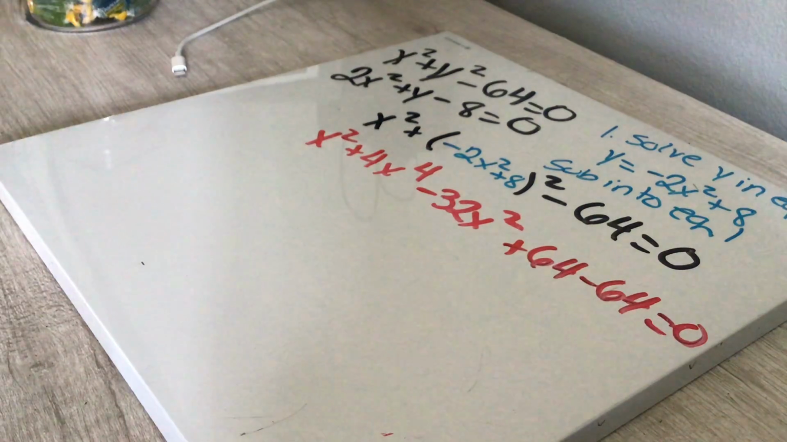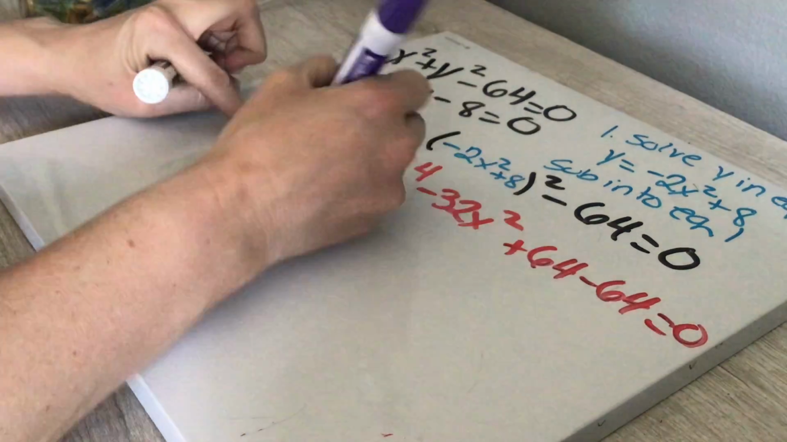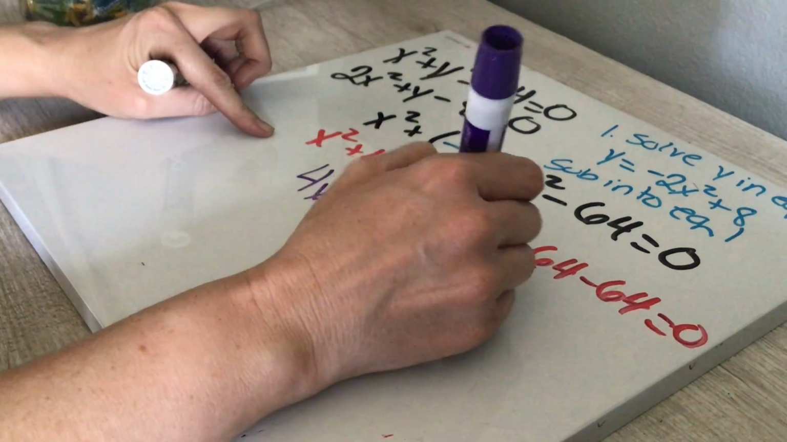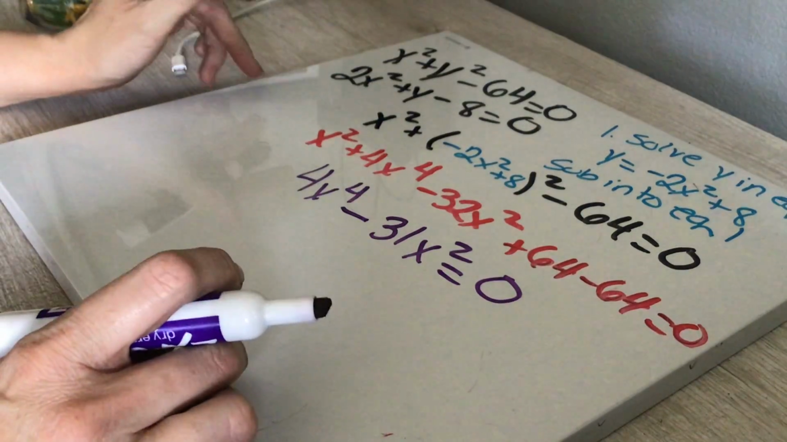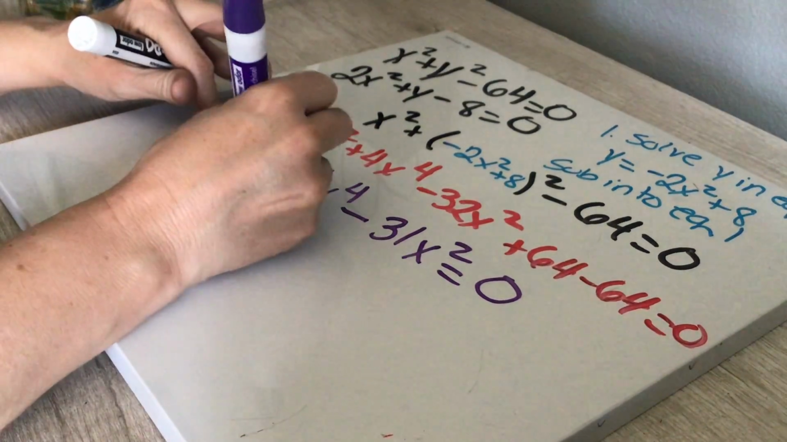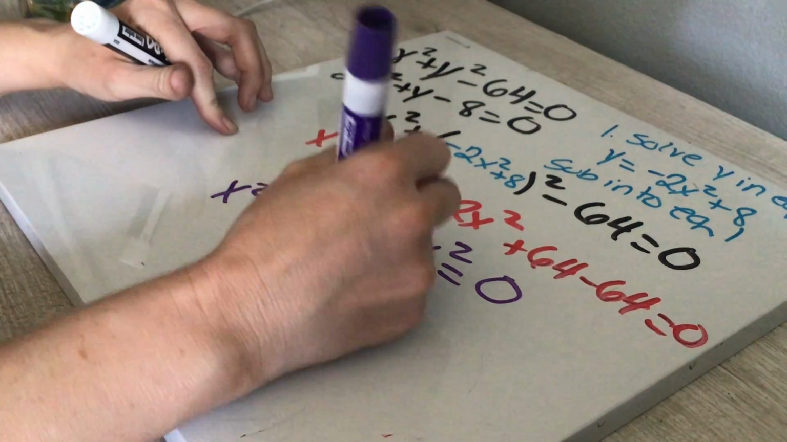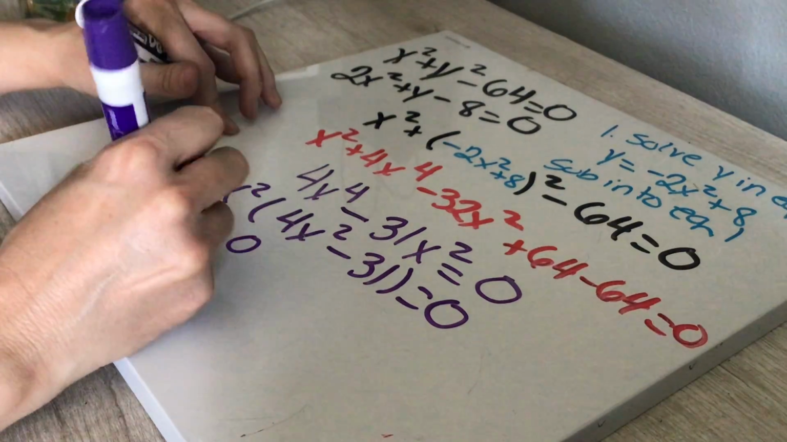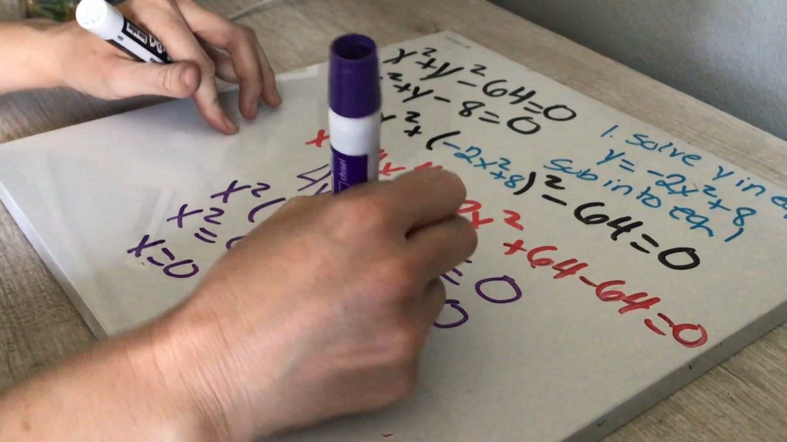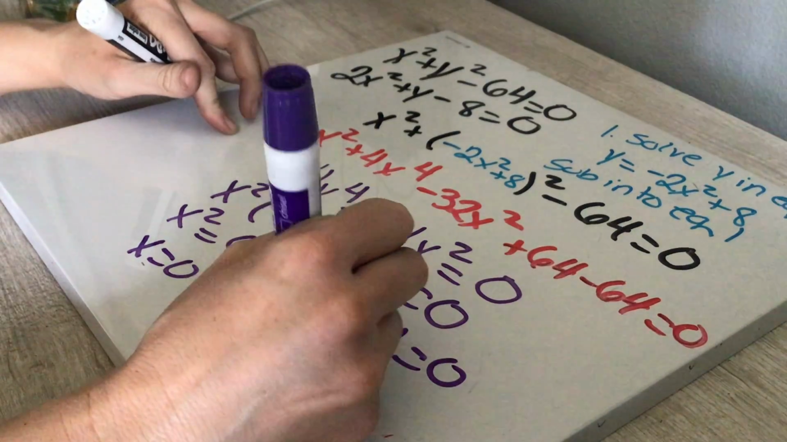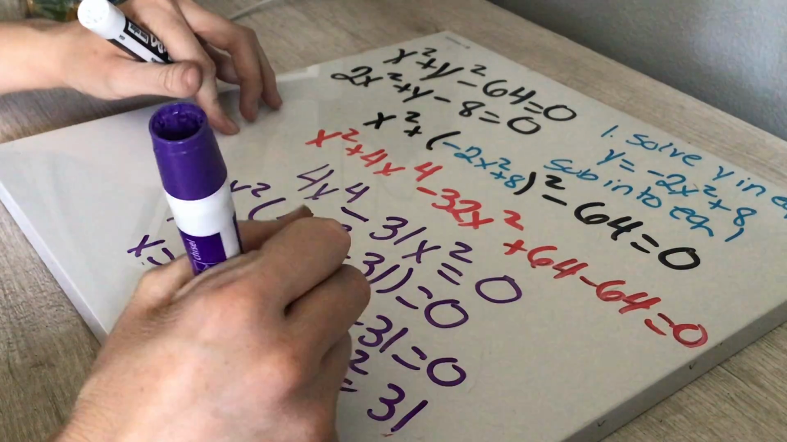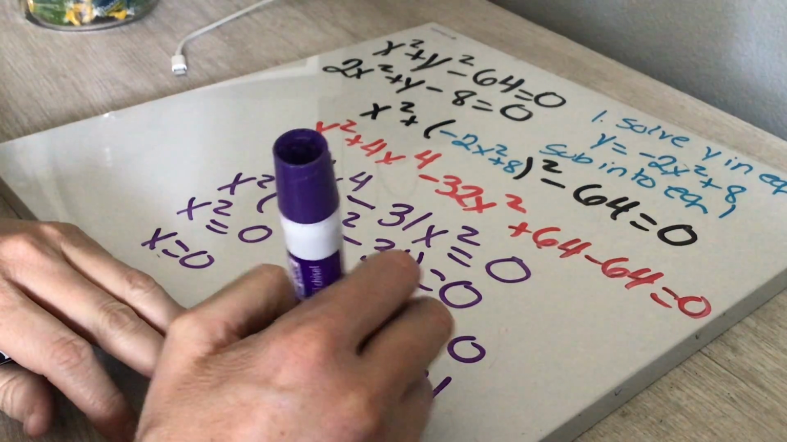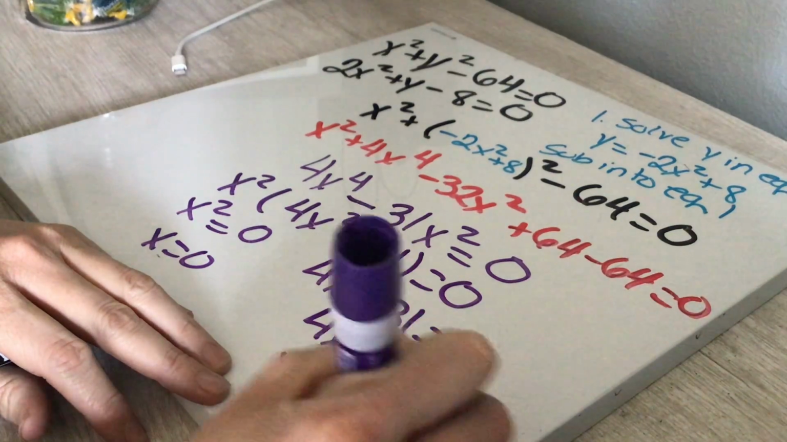Simplifying this, the 64's cancel. Then I get 4x to the 4th minus 31x squared equals 0. And factor. So I'm going to take out an x squared, and I get x squared times 4x squared minus 31 equals 0. So x squared equals 0, and 4x squared minus 31 equals 0. Then solving for x, I get x equals 0, or x equals plus or minus the square root of 31 over 2.